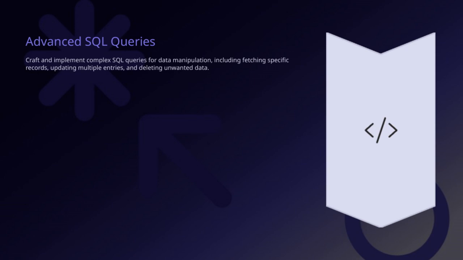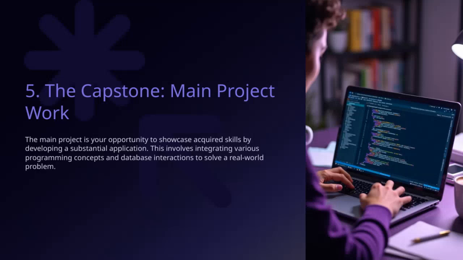The main project is really your opportunity to showcase all the skills you've acquired throughout this course. It's about developing a substantial application that demonstrates your ability to put everything together. This involves integrating various programming concepts, like algorithms, data structures, and user interface design, into a cohesive product. Additionally, you'll be working with databases to manage and manipulate data effectively.